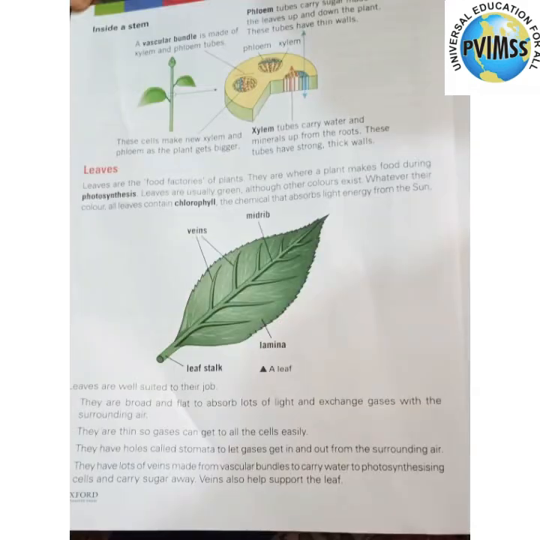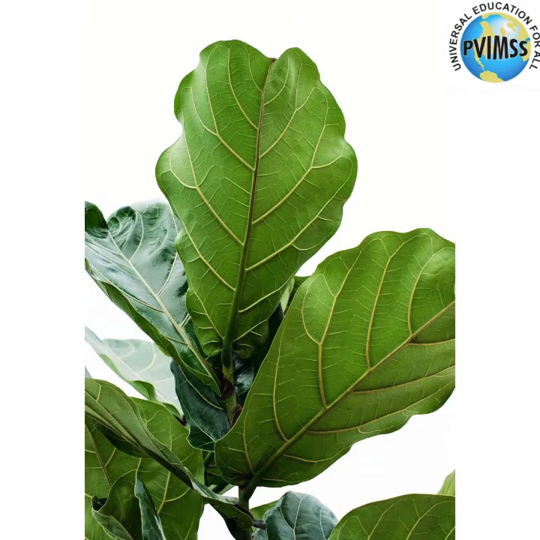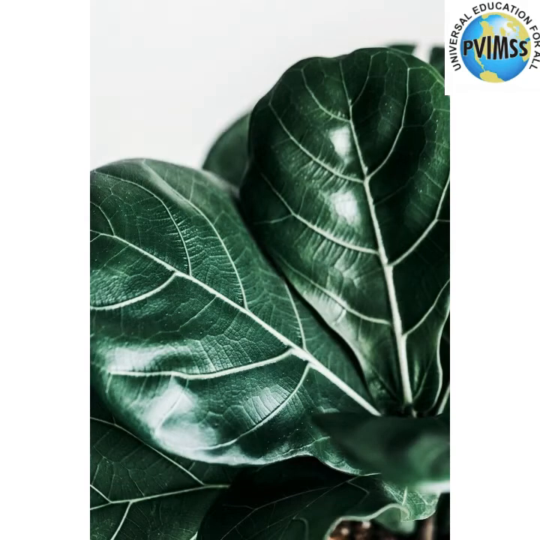Now let's move to our next topic, leaves. Leaves are the food factories of plants. These are the sites where plants make their food. Leaves are usually green. Leaves are well suited to their job. They are broad and flat to absorb lots of light and exchange gases with the air. They are thin so gases can get to all the cells easily.